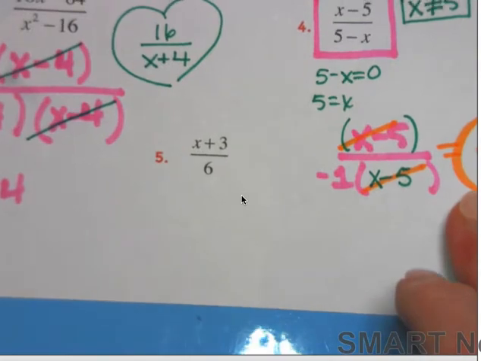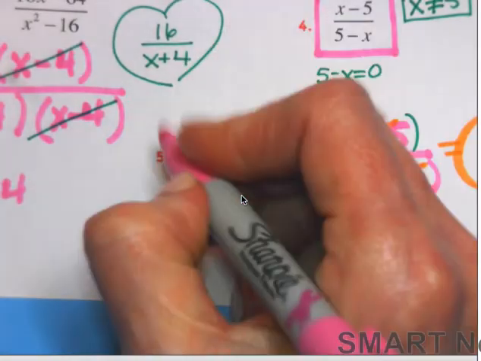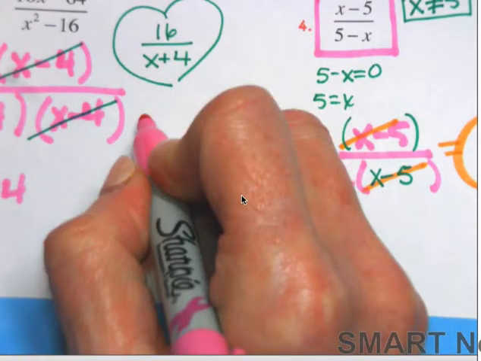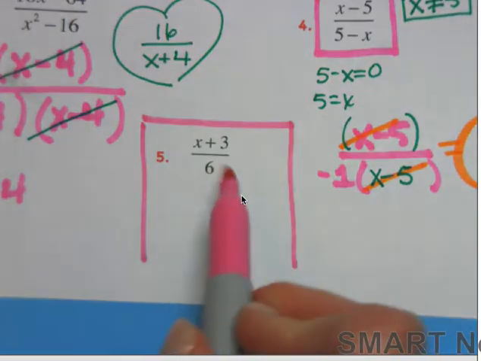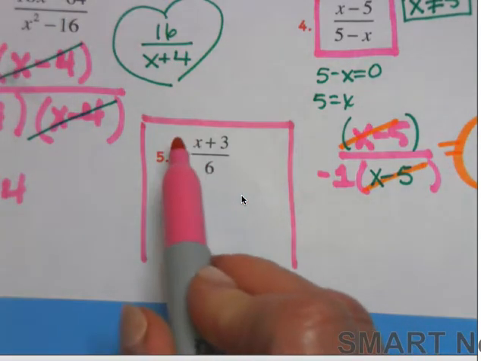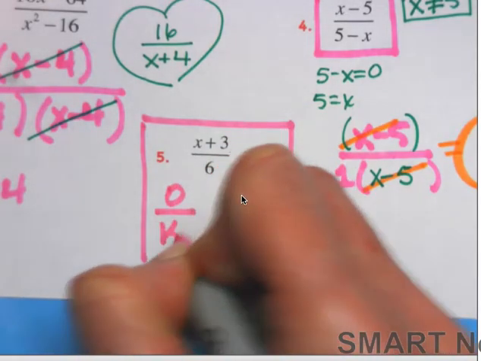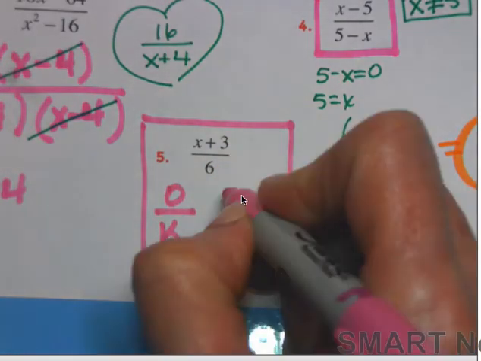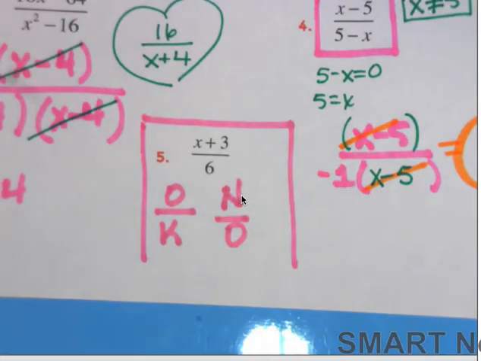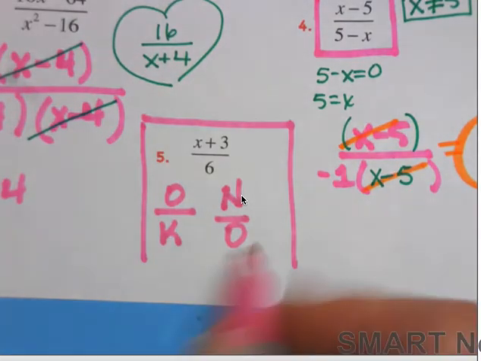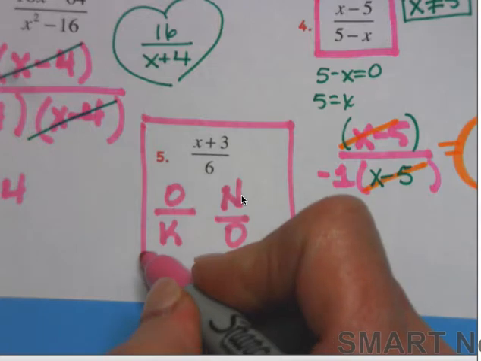Let's look at number 5. Notice in number 5, you don't have a variable in the denominator. So it doesn't matter if I have 0 in the numerator. 0 in the numerator is totally fine. It's 0 in the denominator that's not okay. If that helps you at all, please just try to internalize that and understand that.